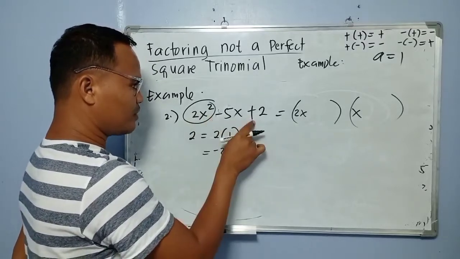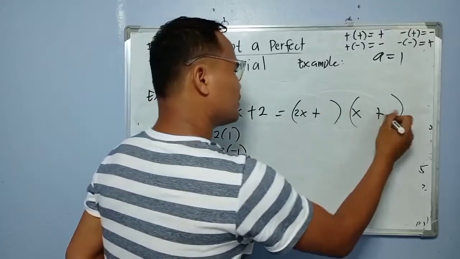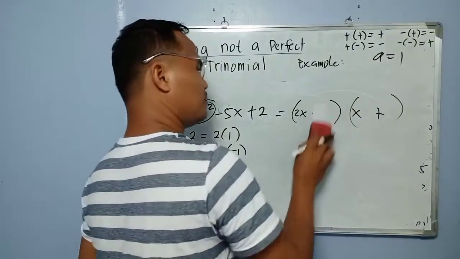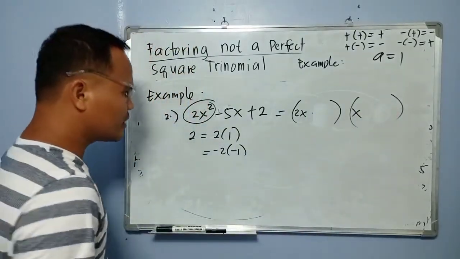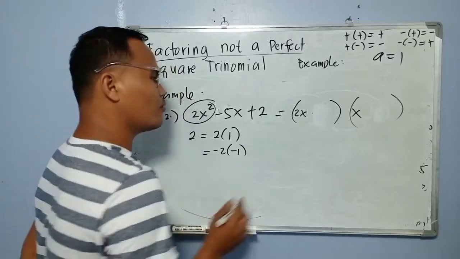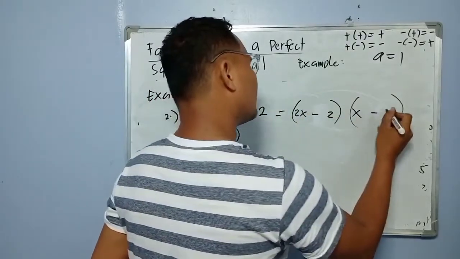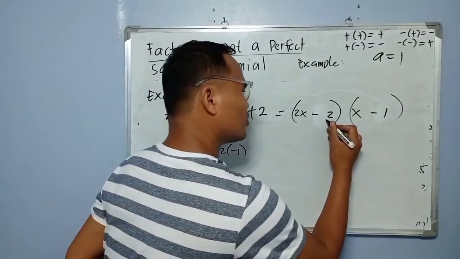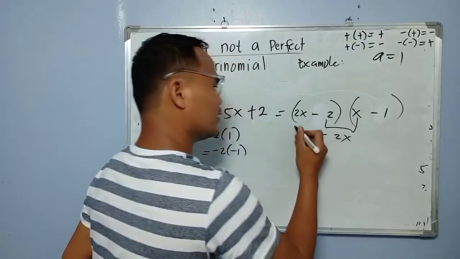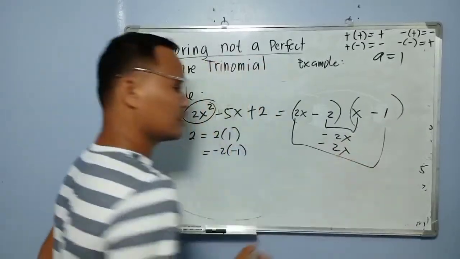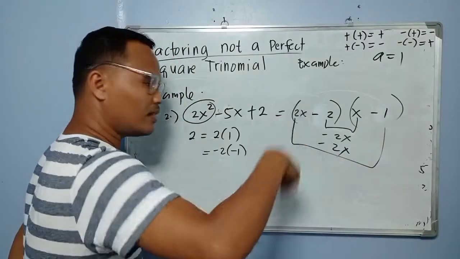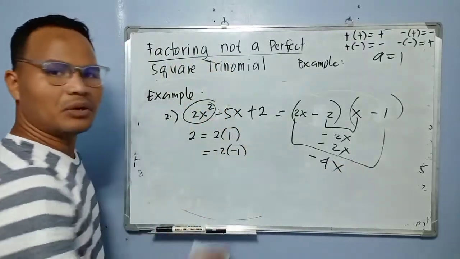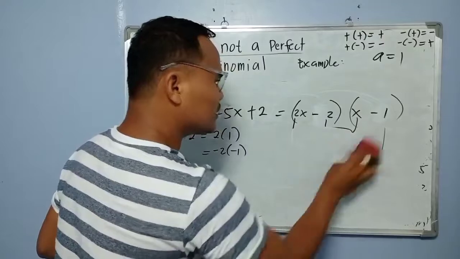As you observe, it is minus and plus, so we are not sure that it is plus, because the signs here are not the same. So, not plus. What we are going to do is try negative 2 and negative 1. Let us check if these factors are correct. Multiply the inner, that's negative 2x, and multiply the outer, that's negative 2x. Then after multiplying, add: negative 2x plus negative 2x, the result is negative 4x. Are they the same? No, they are not the same. So this is not the factor.